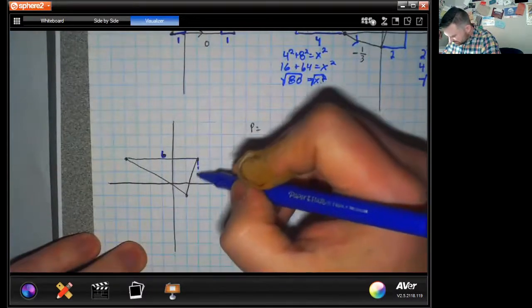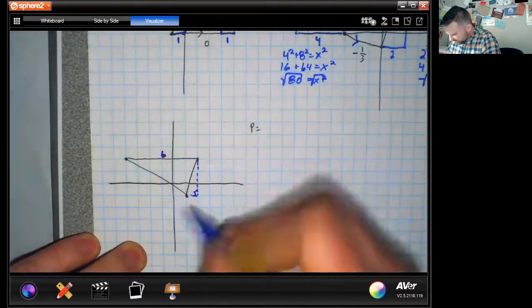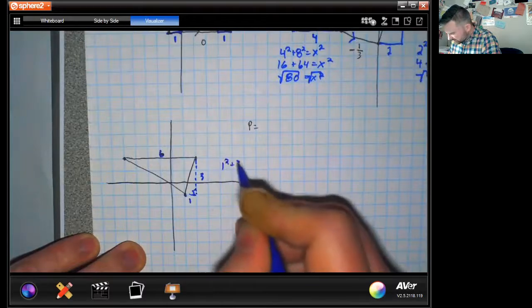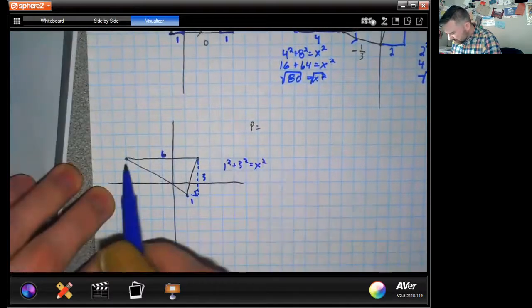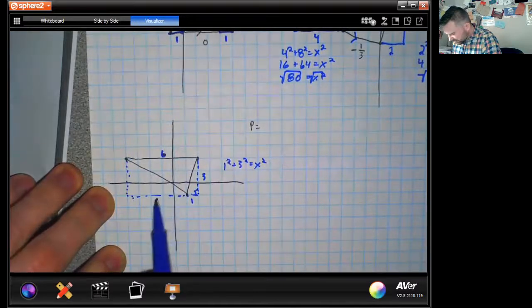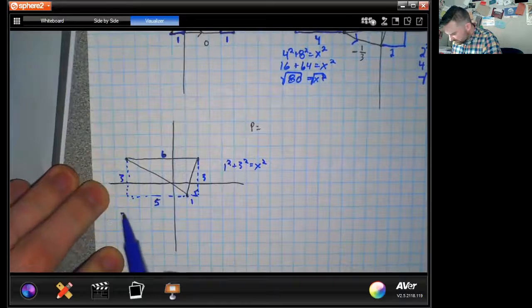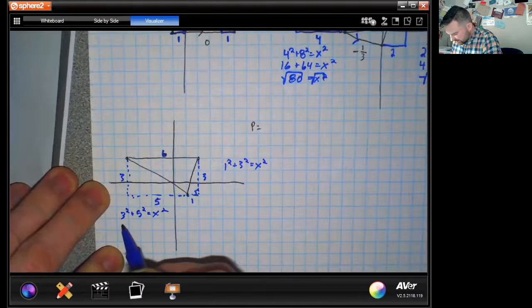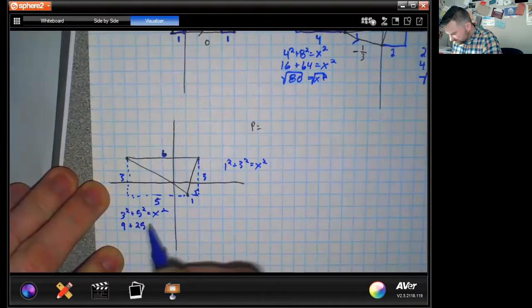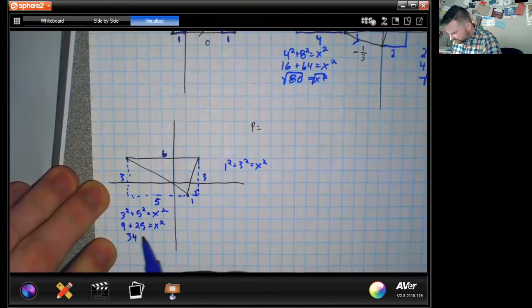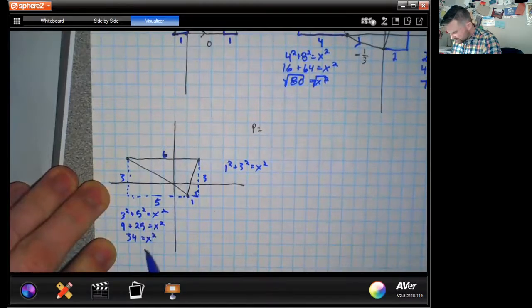So I need to make this right triangle, like we've done before. It's a 1 and a 3 to find the length. So I have 1 squared plus 3 squared equals x squared. I've got to do the same thing over here. 1, 2, 3, 4, 5. This is 5 and 3. So 3 squared plus 5 squared equals x squared. So 3 squared is 9. 5 squared is 25. 25 plus 9 would be 34. So x is the square root of 34, and we're just going to leave it like that for now.